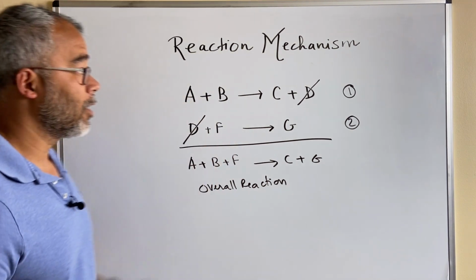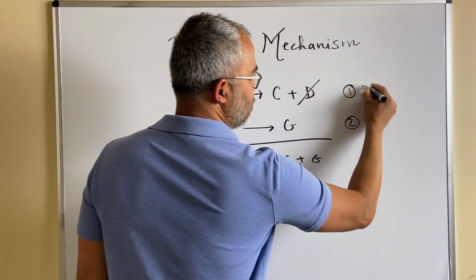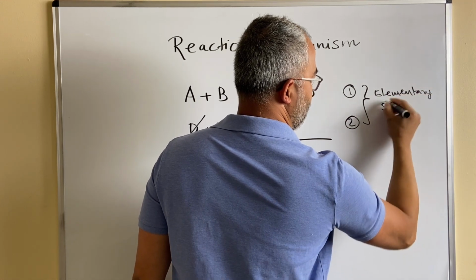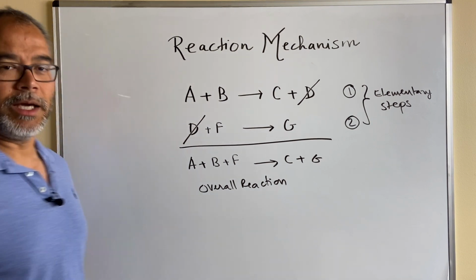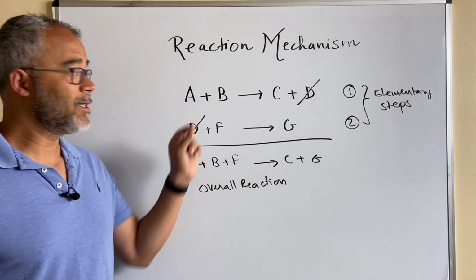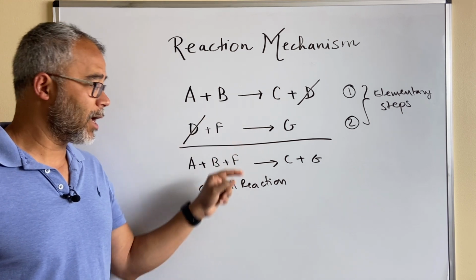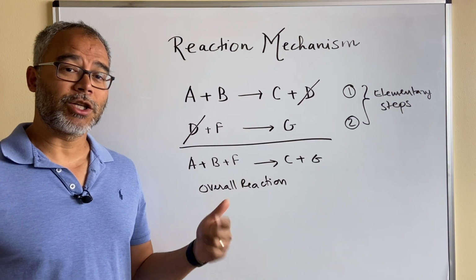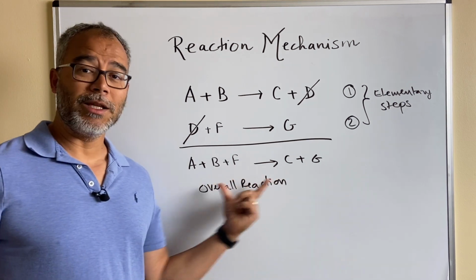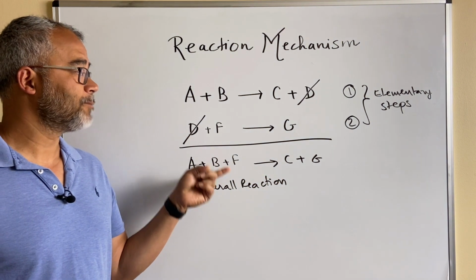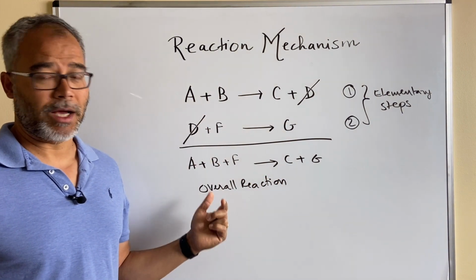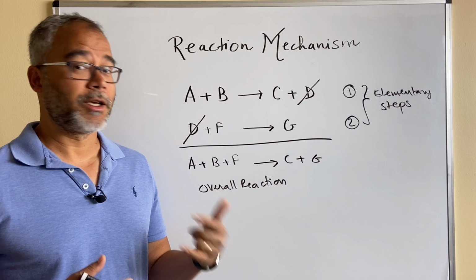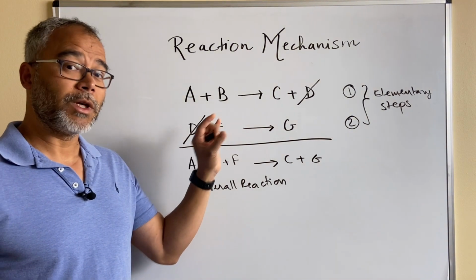These two steps are called elementary steps. Okay, so steps 1 and 2 are elementary steps. So a reaction mechanism is essentially the series of elementary steps that make up the overall reaction. Oftentimes when we explore a reaction, we see only the overall reaction. We're unable to determine what the individual steps are, and oftentimes you have to determine that by experiment. So that's what this topic is about.